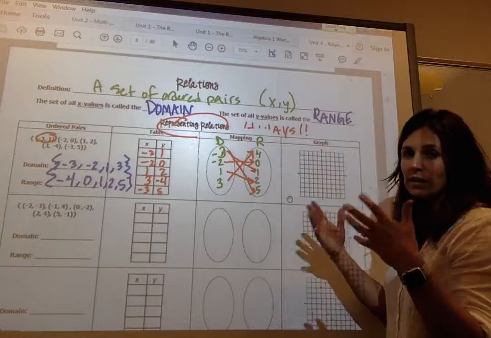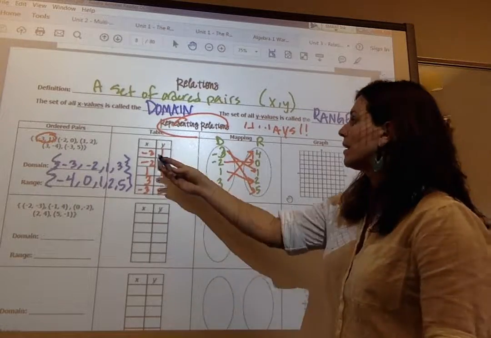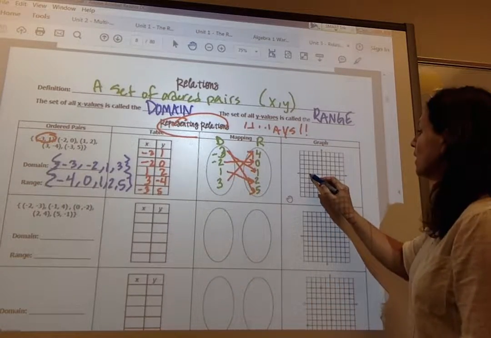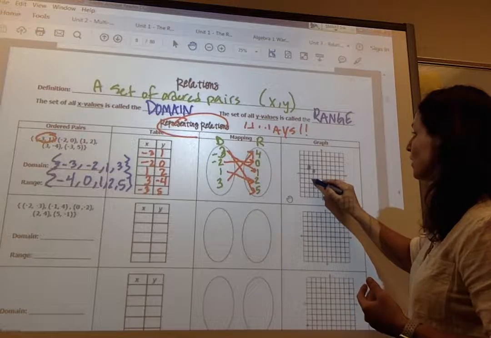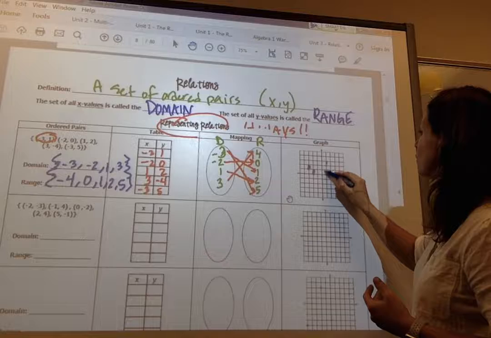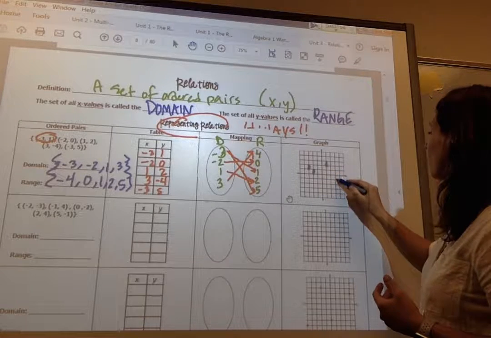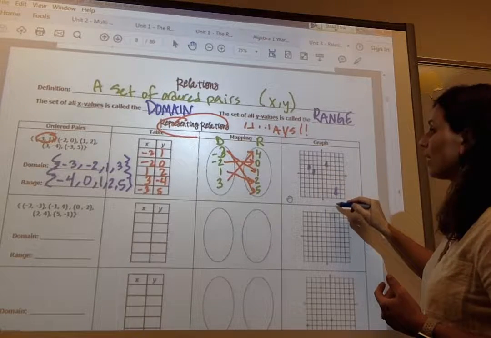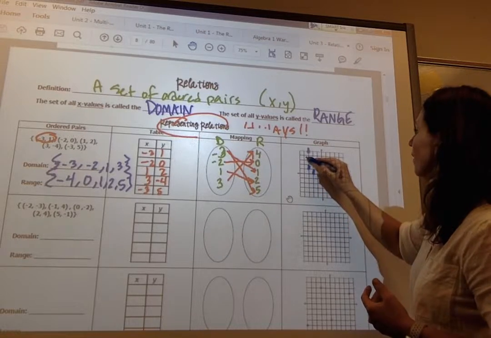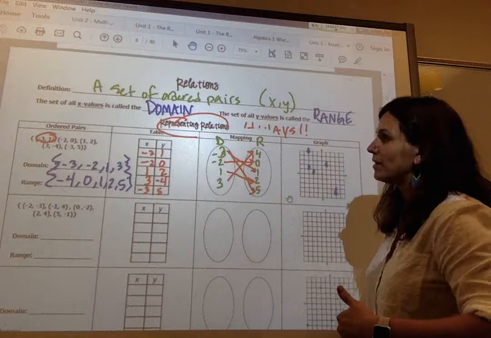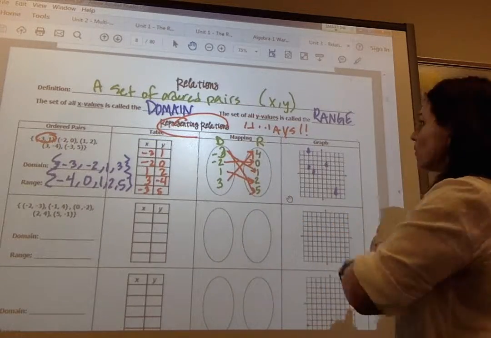Graph, this is just what we did in the notes above. It is simply, I'm taking this ordered pair and I'm graphing it. -3, 1, -2, 0, 1, 2, 3, -4, my calibrating's off, -3, and 5. Okay, so that's what this looks like. Ordered pairs, tables, mapping, and graph.